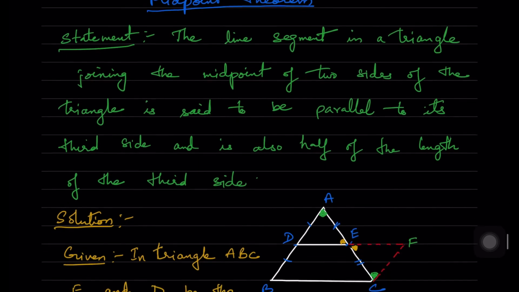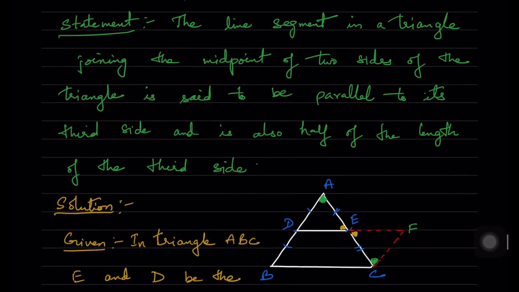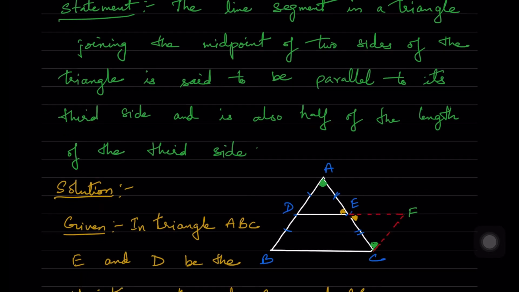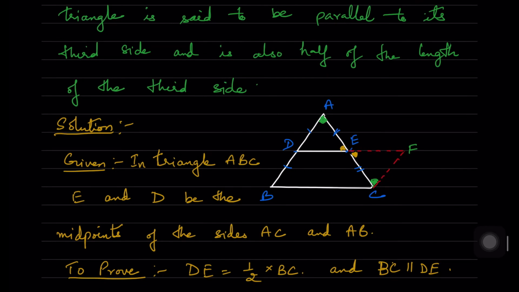So midpoint theorem, now the statement is, the line segment in a triangle joining the midpoints of two sides of the triangle is parallel to its third side and is also half the length of the third side. So here in triangle ABC, let E and D be the midpoints of the sides AC and AB, and we have to prove that DE is equal to half of BC and also DE is parallel to BC. We have to prove this too.